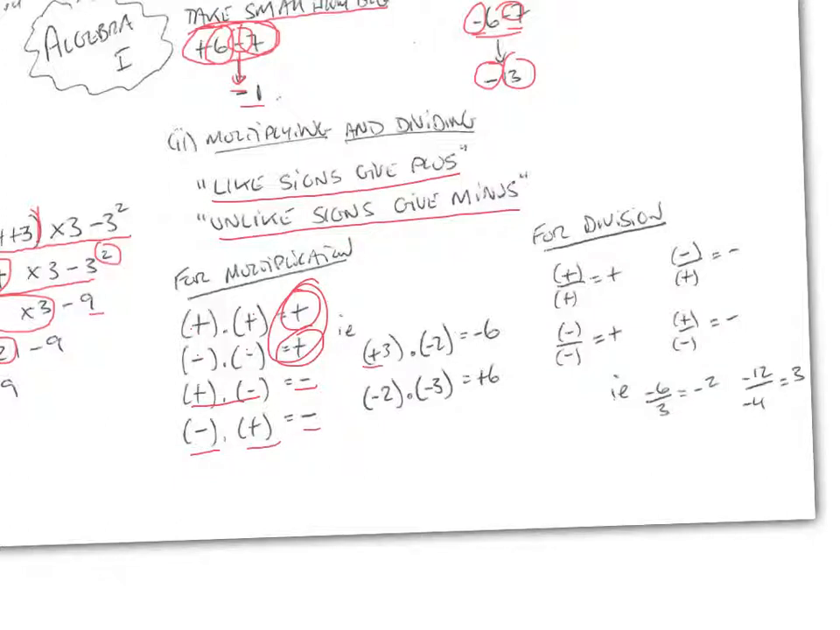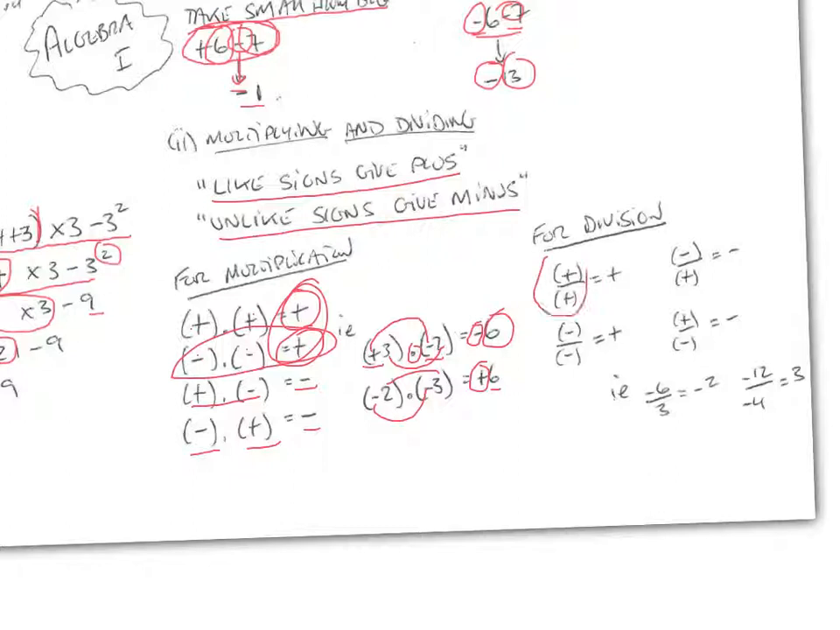So plus 3 times minus 2, I'm just using the multiplication dot there, not the multiplication sign. Plus times negative is negative because they're unlike, and 3 times 2 is 6, so minus 6. Minus 2 times minus 3, minus times minus gives plus, like signs give plus, 2 times 3 is 6. And for division it's the same.